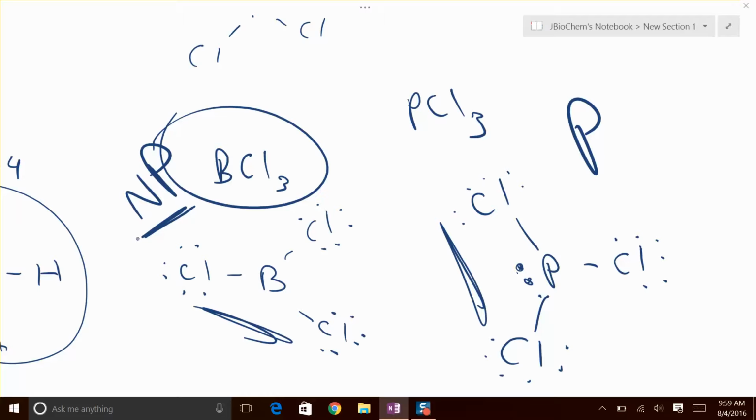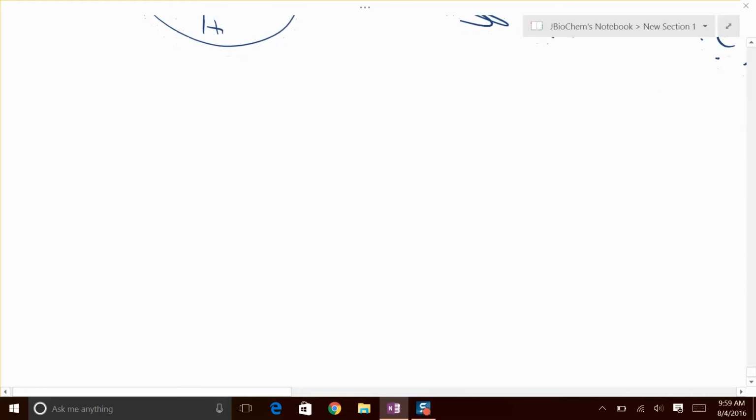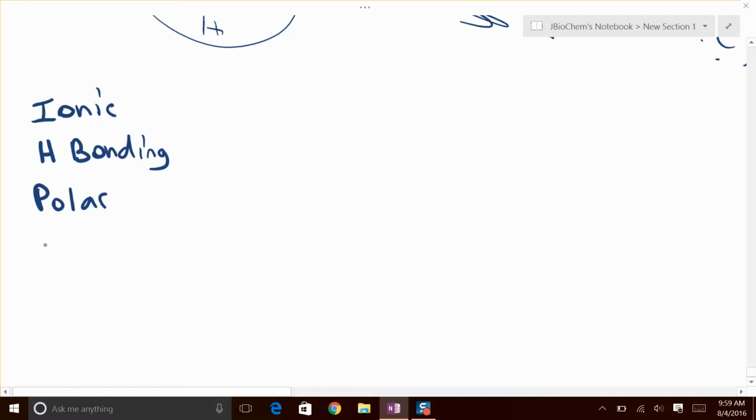That's right. So when we are trying to figure out which one has the highest boiling as well as melting point, it goes in order of ionic, to hydrogen bonding, to polar. So ionic is first. H bonding is next. Then we have the polar group, and then the non-polar. That's how you would arrange them. And within the polar and the non-polar group, you're going to arrange them by mass.